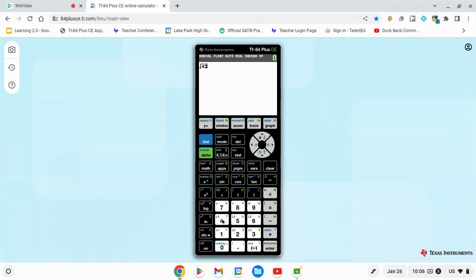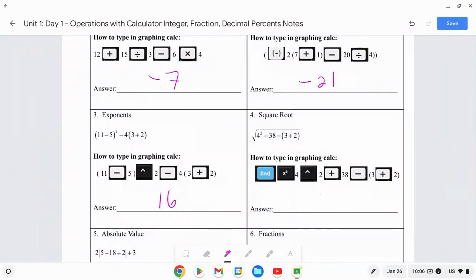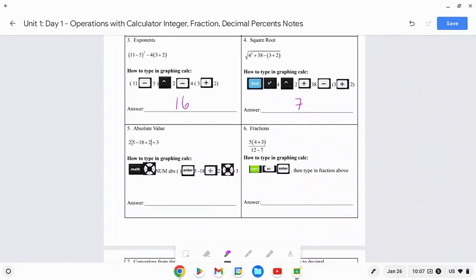symbol. And then you're going to type in 4, and then I got to raise that to the second power. So I can either hit this caret button, or if it's just to the second power, you can also hit the x squared button, but that will only give you to the second power. And then next I have to type in plus 38 minus parenthesis 3 plus 2, close the parenthesis, and then hit equals. And I end up getting 7 as my final answer. So I'm going to go back to my notes and put 7 as that final answer.